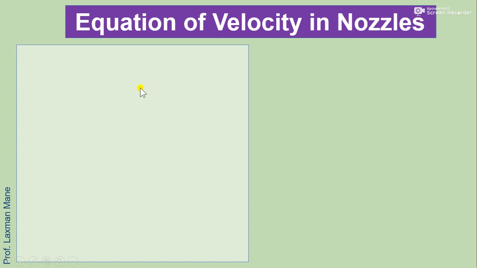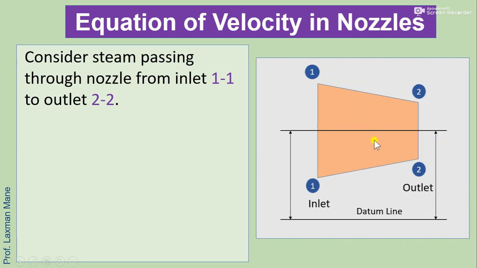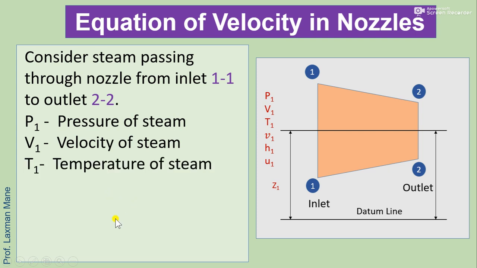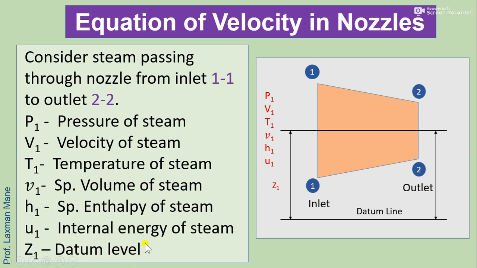Now we will see the equation of velocity in nozzles. So consider steam passing through the nozzle from inlet 1-1 to outlet 2-2. So these are the various parameters. At inlet, say P1 is pressure, V1 velocity, T1 temperature, small v1 specific volume, H1 specific enthalpy, U1 internal energy and Z1 datum level of steam. Similarly, at the outlet of the nozzle, the parameters are with suffix 2.